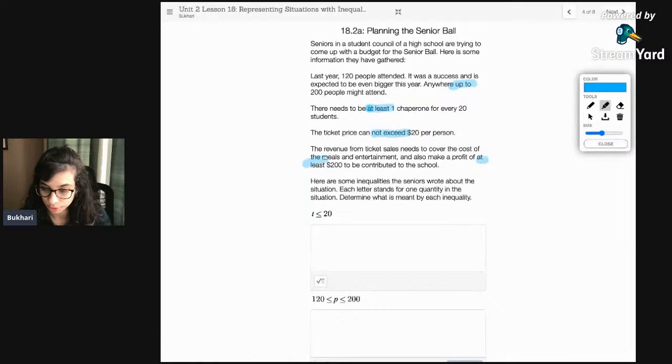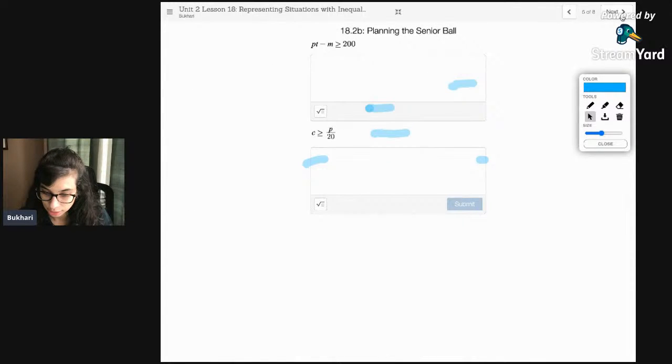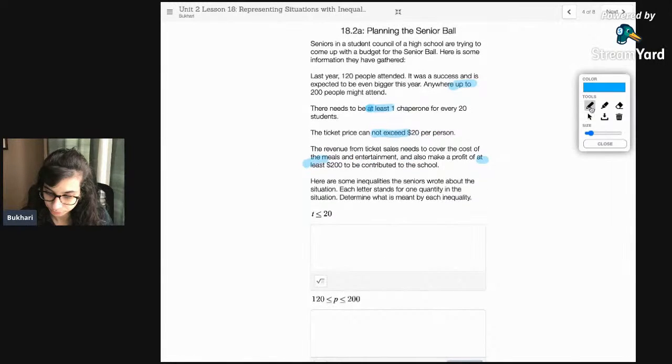And so here are some inequalities you'll be practicing with. And on the next slide, let's see, I'll choose one. We have C is greater than or equal to P over 20.